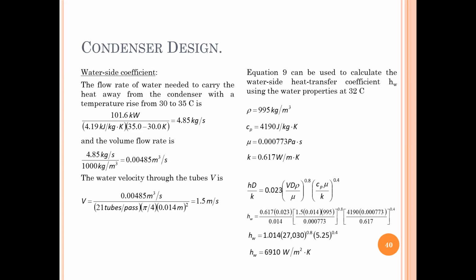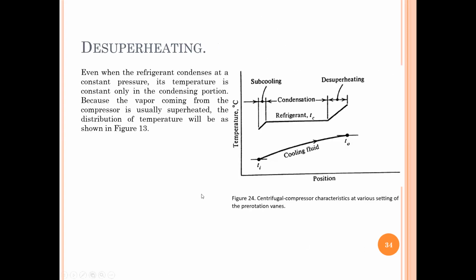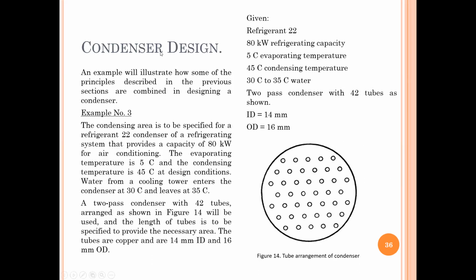Get the velocity: 0.00485 over 21 tubes per pass. Di ba? Yung tubo mo is 42, so kalahati nun, yung 21, andun papasok. Sa 21 tube, andun yung lalabas. Kaya, two pass. Then 0.00485 over pi over 4 times 0.014 squared is equal to 1.5 meter per second. So, dito, ang diameter natin is 0.014 kasi inside siya, nasa loob. Yung sa refrigerant, nasa labas siya, kaya ang outside diameter mo is yung OD.